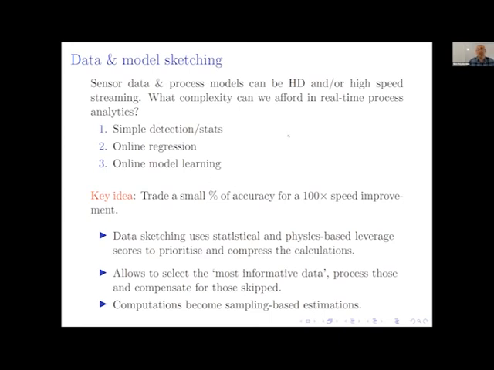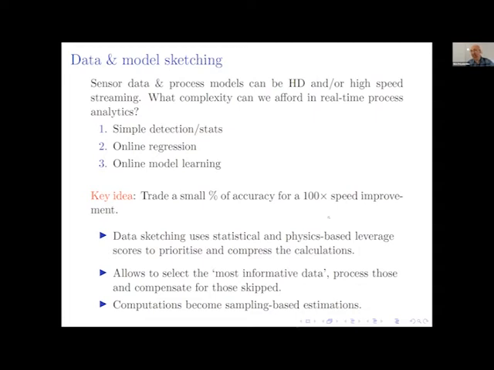Okay, so let's see what kind of complexity we can afford realistically to do in real time. So we can do simple detection and statistics, things like seeing whether my signal is within some admissible range, or get some rolling averages. This I can do, right? Even if they're high dimensional, you don't need to worry. But things like online regression or model learning are complex with high dimensional data. So the concept of data and model sketching is to trade a small percentage of accuracy for a manifold speed improvement. And in the case of model learning, for a manifold memory saving improvement.